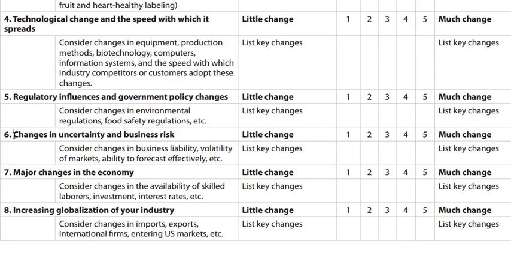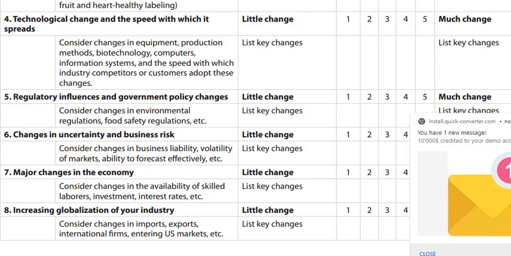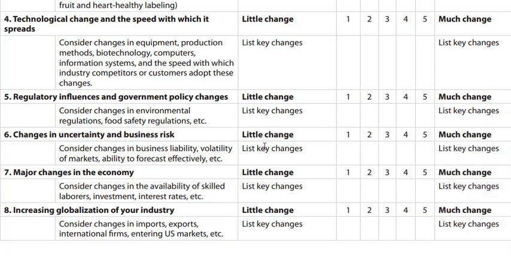And sixth, changes in uncertainty and business risk. We consider changes in business liability, volatility, and the market's ability to forecast effectively. That is, whether business liability, volatility, and forecasting are changing a lot or only a little.